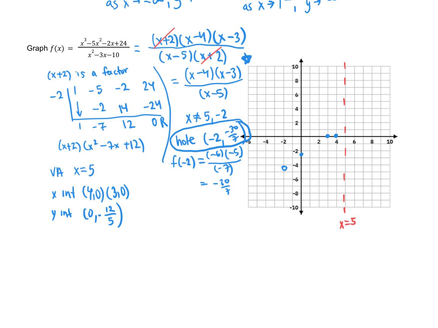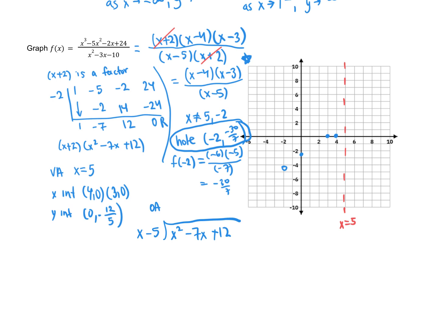And now we just need to see horizontal or oblique asymptote. If I look at either my original or my simplified, the degree of the numerator is 1 greater. And we can do our long division from the original, or for less work, I would say, the simplified version for the oblique asymptote. So I'm going to divide by x minus 5. Now, when I put the numerator on top, I will write it in expanded form. So x squared minus 7x plus 12.